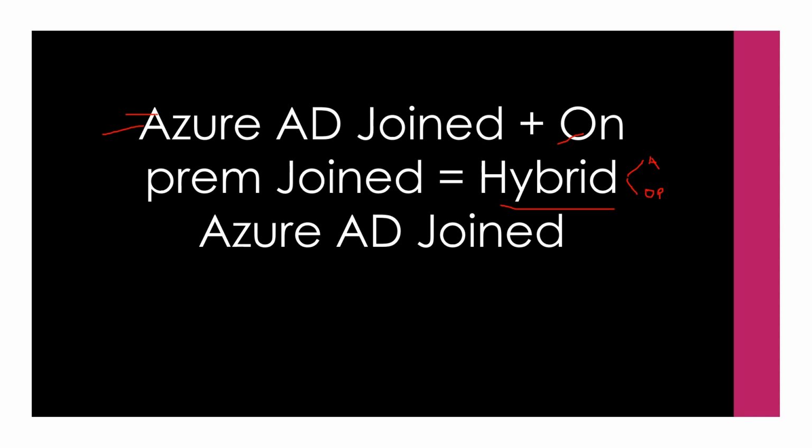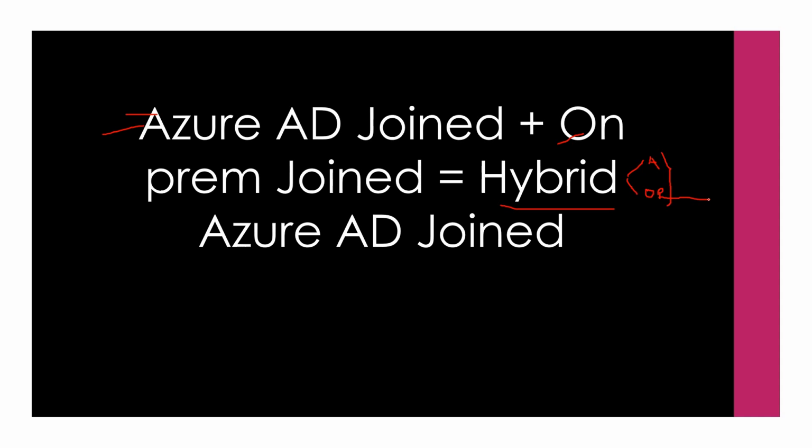Now, how do we do a hybrid Azure AD join? That means we have to join it to both these two places. So first we will do an on-prem join. We do an on-prem join the normal way. Once the on-prem join is done, then we use a tool called Azure AD Connect. So there is no manual way of doing a hybrid Azure AD join. Hybrid Azure AD join has to be done using a tool called Azure AD Connect.